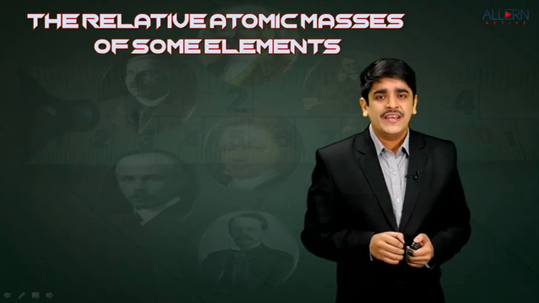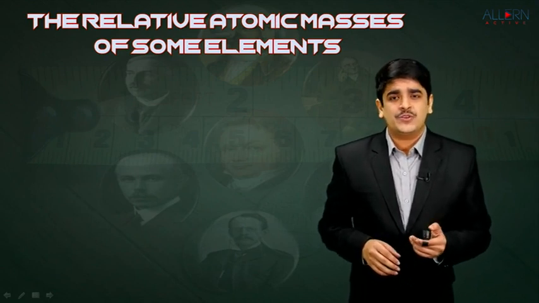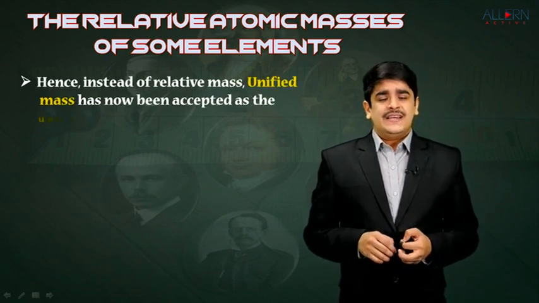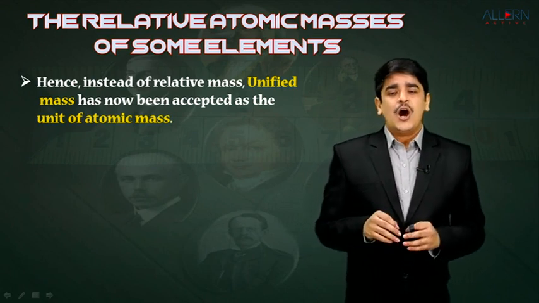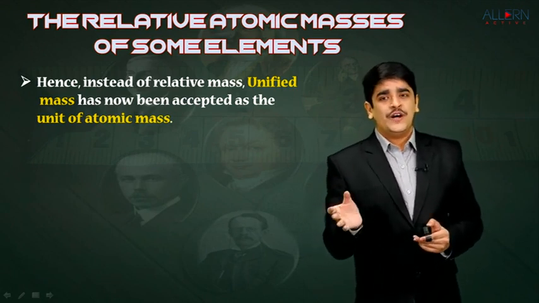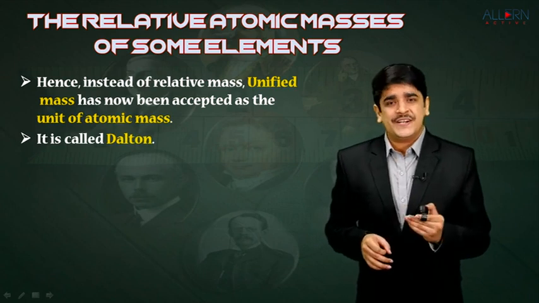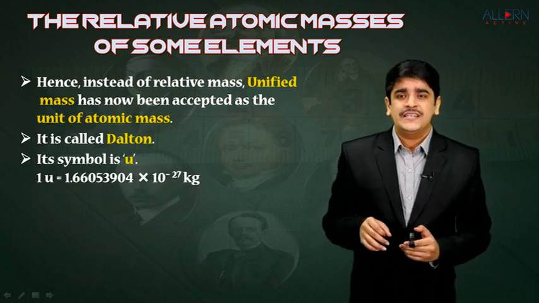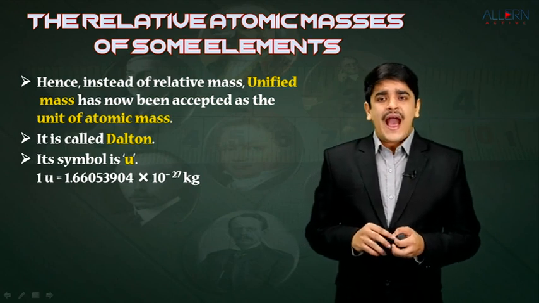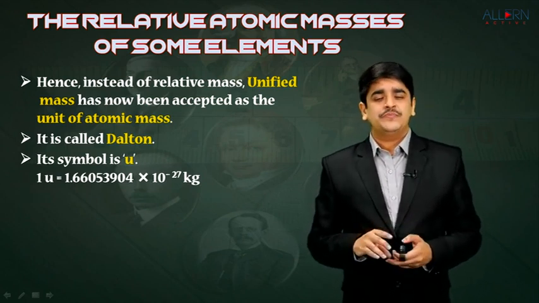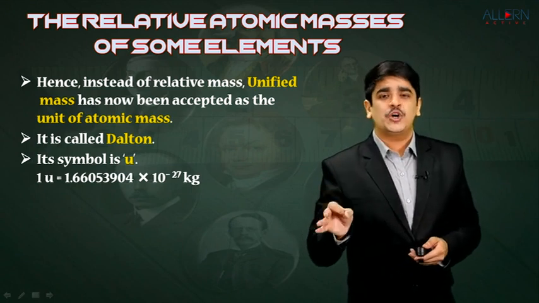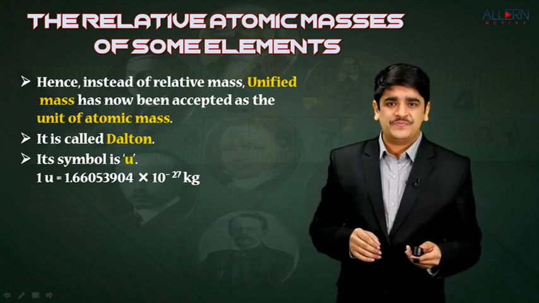There we have it, the relative atomic masses of some elements over here. Hence, instead of all of this, we took the unified mass. It has now been accepted as the unit of atomic mass. It is called a Dalton, and what is the figure of that? Its symbol is u, and it has a value of 1.66 x 10^-27 kg. This is the currently accepted atomic mass unit.